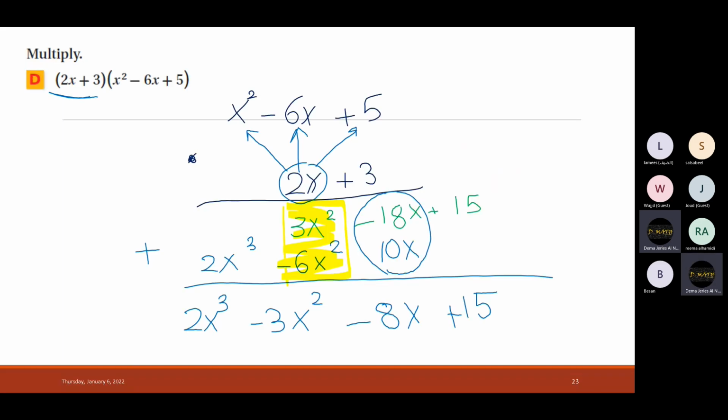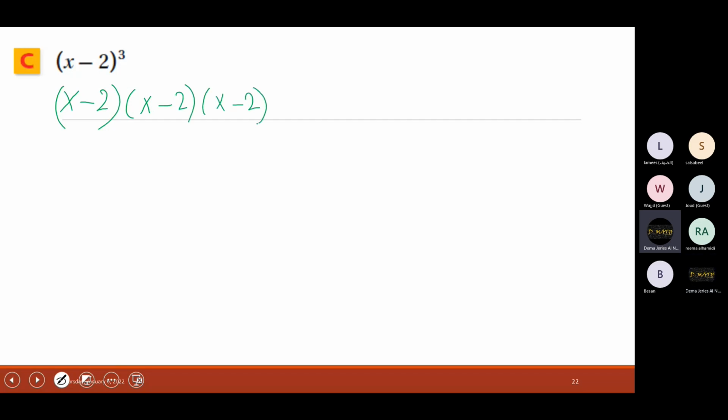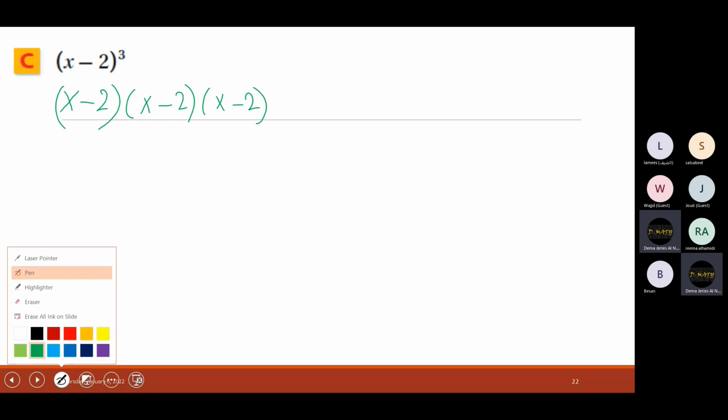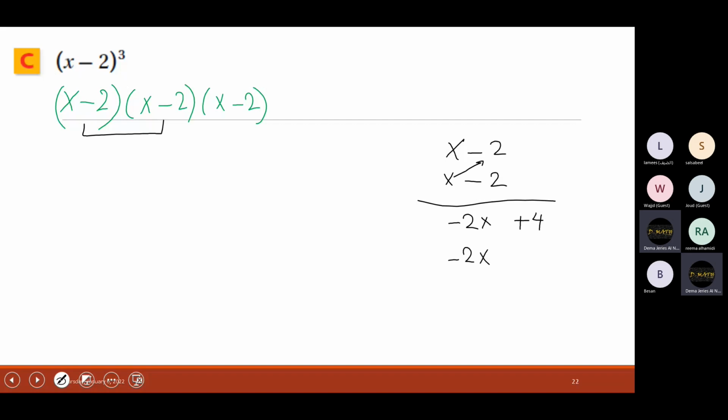What does it mean? It means x minus 2 times x minus 2 times x minus 2. So first, we have to multiply x minus 2 times x minus 2. How do we multiply them? Let's use the vertical method. Negative 2 times negative 2 is positive 4. Negative 2 times x is negative 2x. Then x times negative 2 is negative 2x. And x times x is x squared. Then it will be x squared minus 4x plus 4. Is it right?